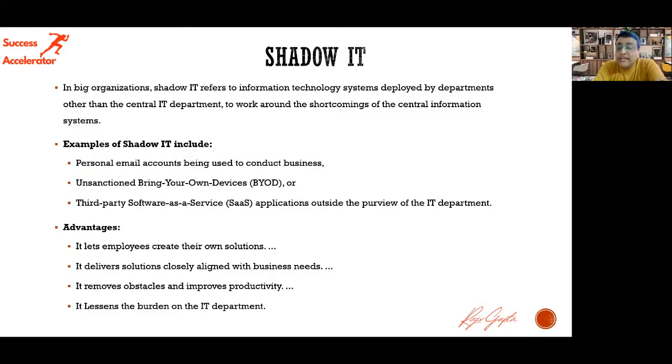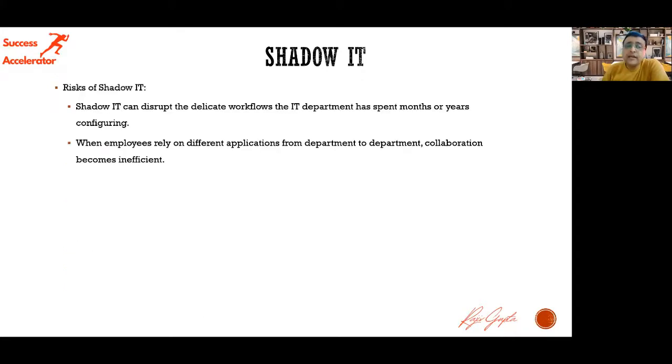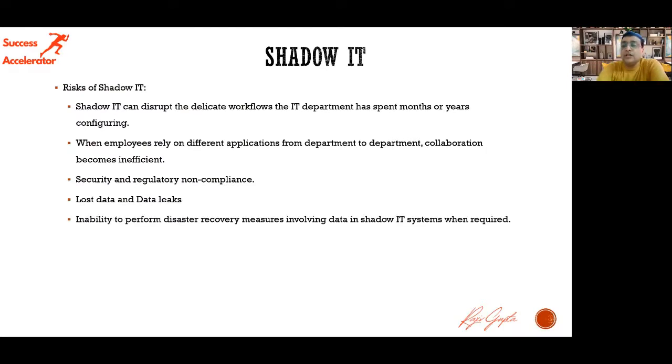It removes obstacle and improves productivity. So obstacles are, for example, your IT department fully busy. They are saying we have a lot of backlog, no bandwidth available right now. And it lessens the burden on IT department. So by following this approach, I actually am feeling that I'm helping IT department by reducing the number of tickets raised to them. But guys, there are some problems also. What are the problems? And you could have sensed some of the problems basis the examples I have shared. But let's look at those.